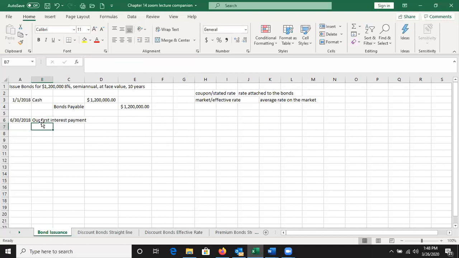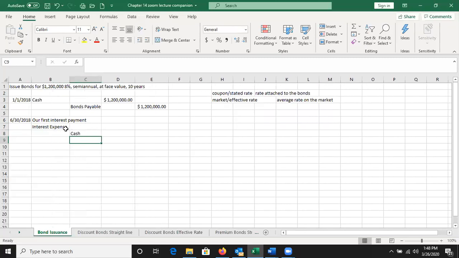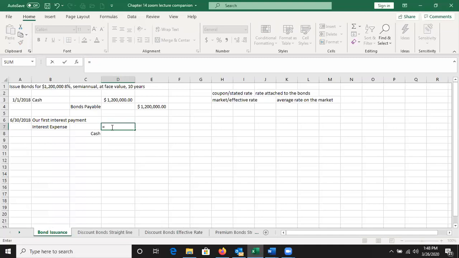Okie dokie. So on this day, we're paying interest. What are some things you definitely need when you pay interest? Well, you need to recognize interest expense. It's an expense account, so you're going to debit it. And for this example, we're going to credit only cash, okay, because we're paying out cash. So whenever we pay our interest, for our purposes, we're going to credit cash, okay? So now what's the value? So this is just a simple interest calculation.